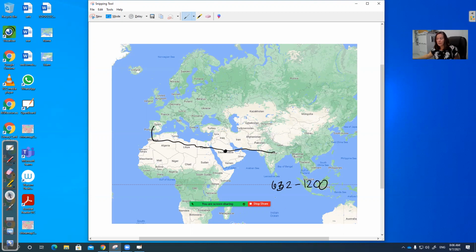Then, between 1200 and 1450, which is Unit 1, which is what we're talking about right now, it spread to Central Asia, which is this whole area here. All of this is Central Asia and the Balkans.